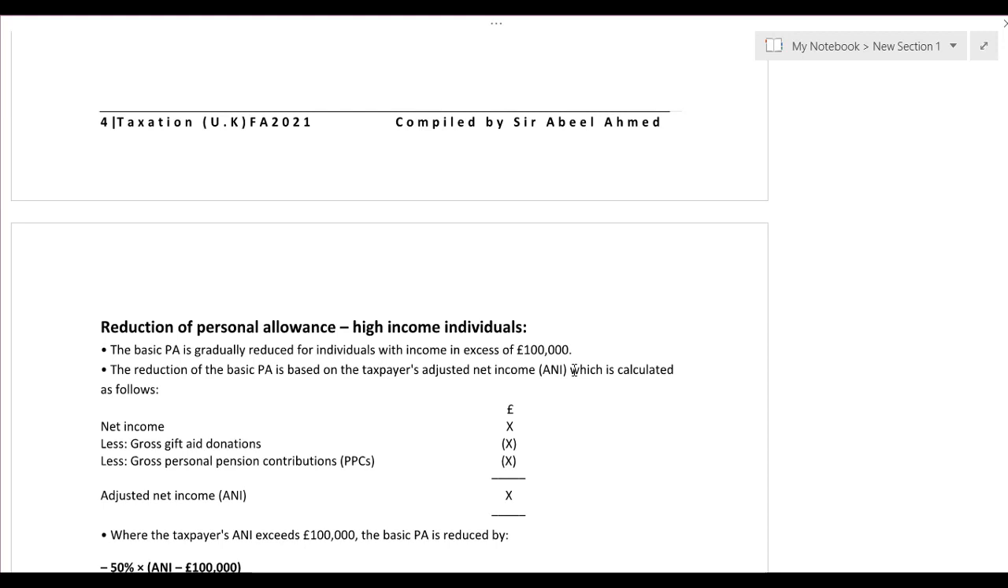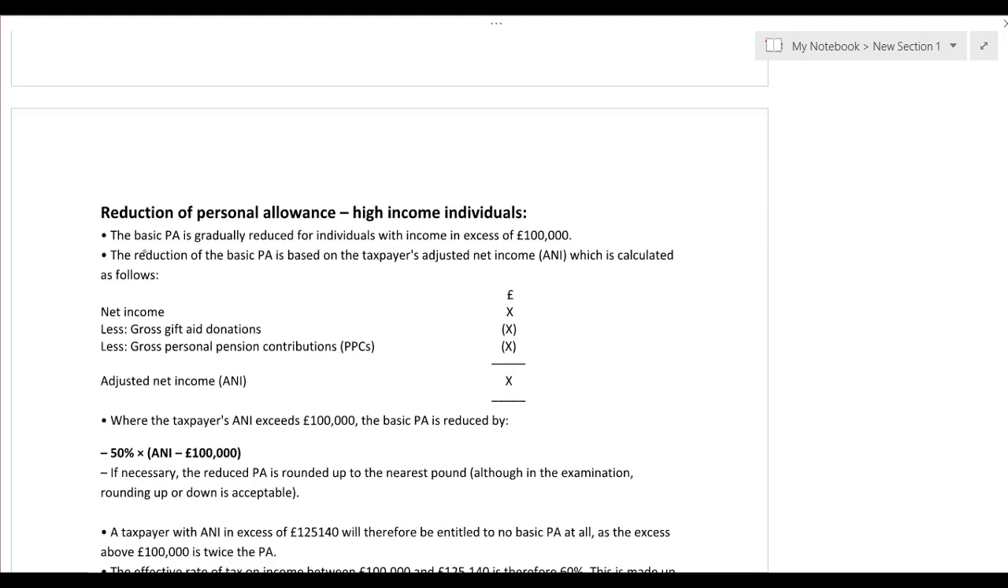them. So now there are two questions. Number one, how do we calculate adjusted net income? And if it is even more than 100,000, what difference does it make? How do we actually reduce personal allowance? So let me explain. Basic personal allowance gradually reduces for an individual with adjusted net income of more than 1 lakh.